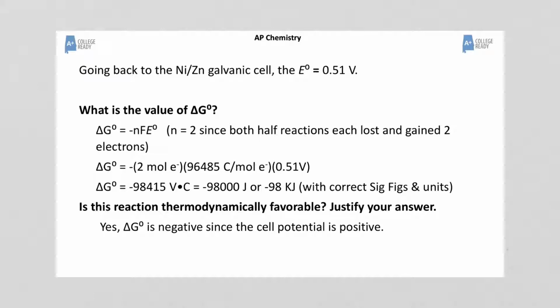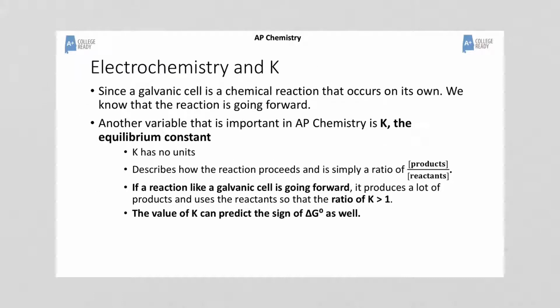In this case, unless it was specified, you'd be welcome to leave it in joules, or you could divide by 1,000 and get it into kilojoules. Both are correct. And another question that's very typical is, is this reaction thermodynamically favorable? If you're ever asked that question, you need to just know the sign of delta G. So in this case, we'd say yes, delta G is negative, therefore it's thermodynamically favorable.